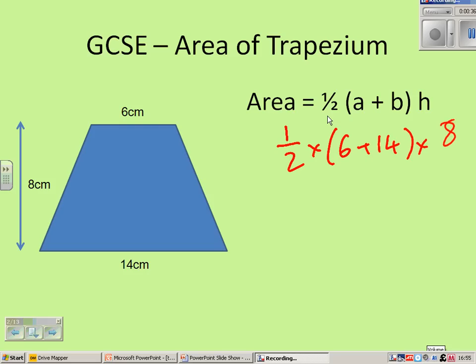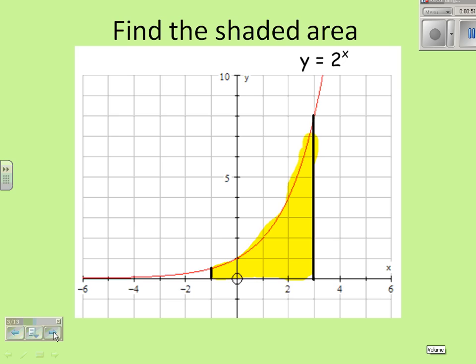The height here is 8. So we've got 20, 1/2 of 20 is 10, 10 times 8 is 80. And the area of that shape was 80 centimetres squared. We're going to use that to try and find out what this shaded area here is.